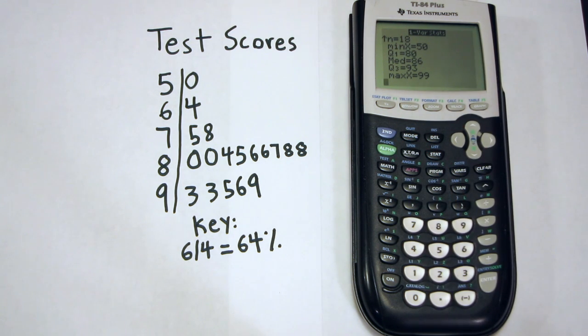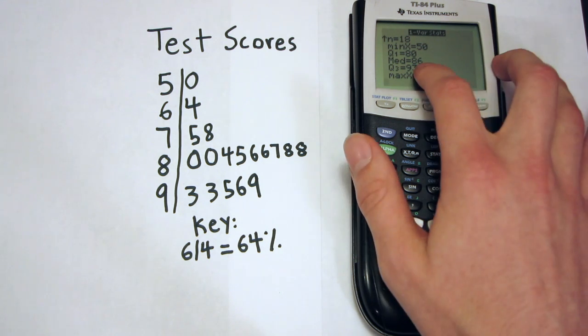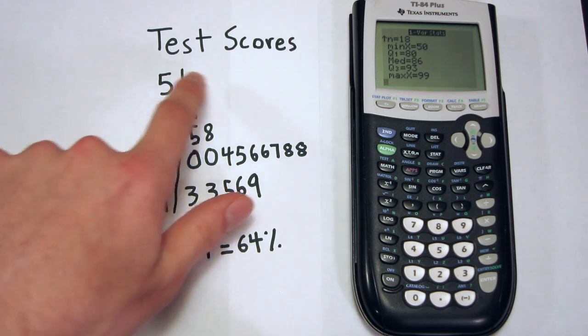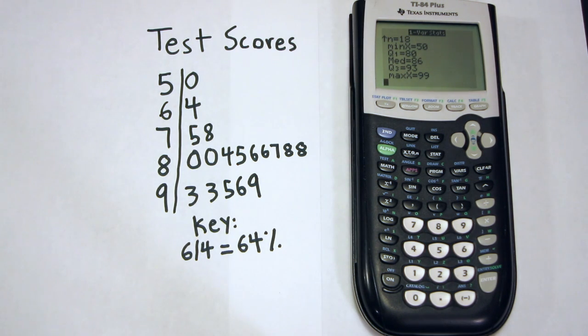So if we want to calculate maybe our interquartile range, we would do our Q3 minus our Q1. So the interquartile range for this distribution is 13%. We want to be more specific. Okay, now what about outliers? There's a very quick way to calculate outliers.